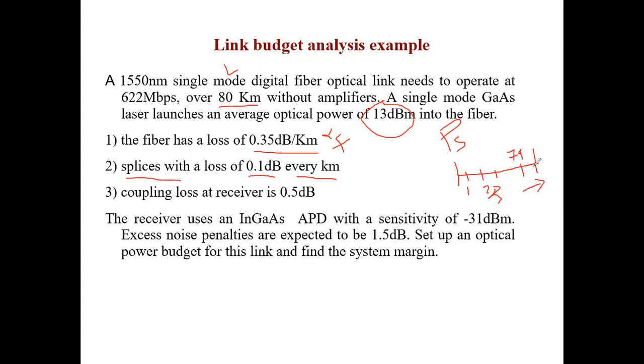Okay, so when I reach here, it becomes 80 kilometers. When I reach 80 kilometers, will I have a splice over here? No, I will have a connector where I will have the receiver. So the number of splices will always be one less, because I start a splice after 1 kilometer and at the last point I don't have a splice. There I have a connector to connect the receiver. So there will be 79 splices, one less than the actual kilometers.